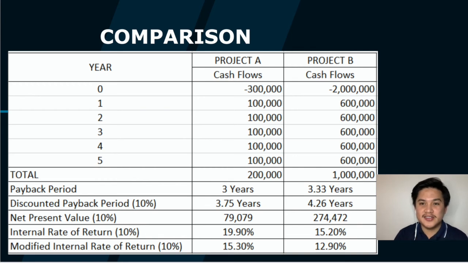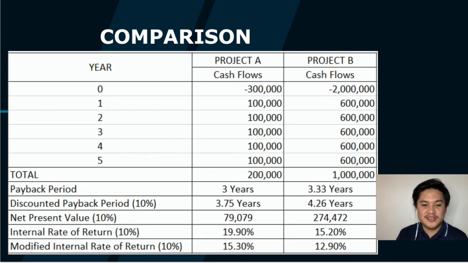And there we are. We have discussed already the five techniques that can be used in capital budgeting decision making: the payback period method, the discounted payback period method, the net present value method, the internal rate of return method, and the modified internal rate of return method. So, for comparison of the five capital budgeting techniques that we have discussed, two capital investment projects are presented in our example. The first is a 300,000 investment that returns 100,000 per year for 5 years. And the other one is a 2 million peso investment that returns 600,000 pesos per year for 5 years.